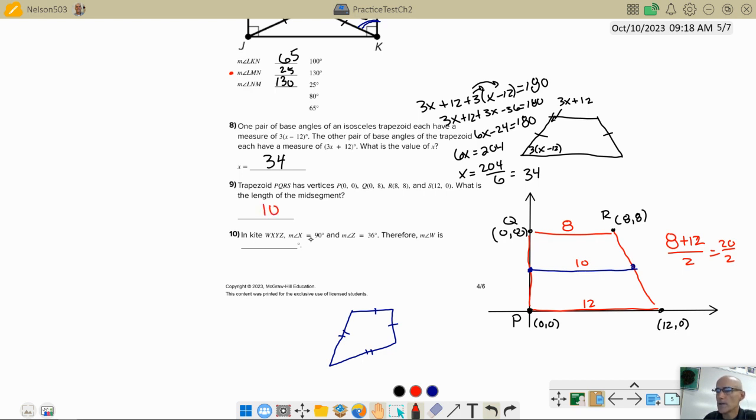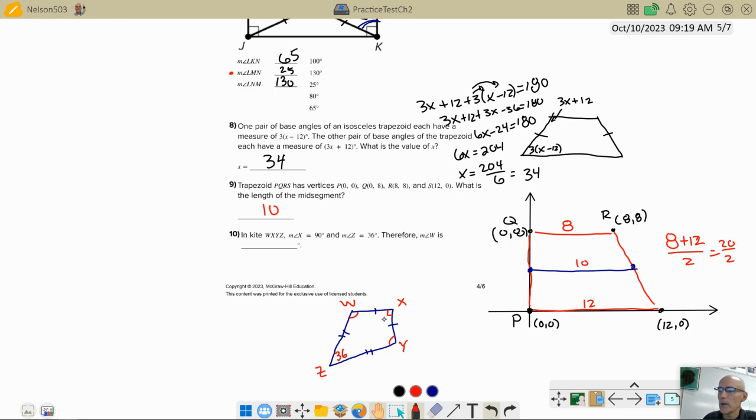Number 10 says angle X. So I'm gonna draw my kite and I'm gonna call this W. And this is X, and then this is Y, and then this is Z down here. Now I'm gonna put a right angle here and 36 right down here. And the reason I know I have my kite drawn correctly is the two angles that are not equal to each other are between the sides that are equal to each other. And the angles that are between the sides that are not equal to each other, those angles are equal to each other. It's the weirdest thing in a kite.